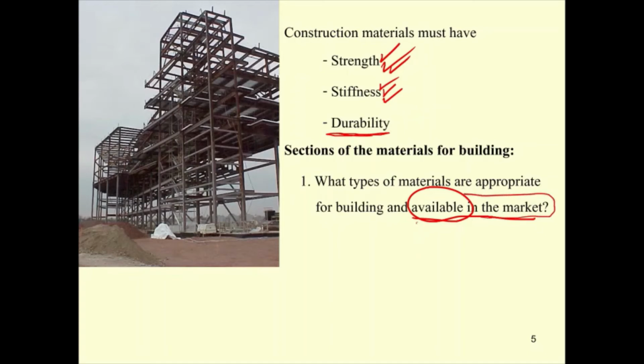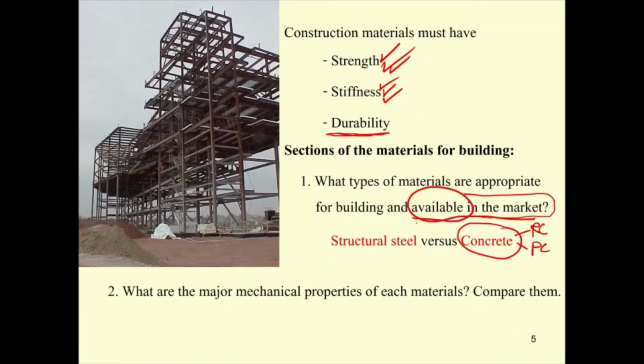Okay, and in Thailand, mostly you have two choices to build the structure. One is steel and one is concrete. Okay, and the concrete can be RC or can be PC. And what else do you use for this? The mechanical property. Okay, you're supposed to compare them. The steel is kind of a ductile material. The concrete is kind of a brittle material. And then you reinforce the concrete with the steel.